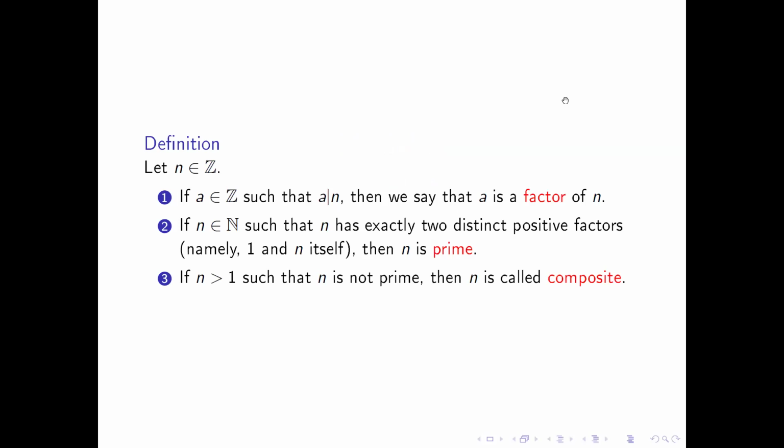So first off, let n be any integer. If a is an integer such that a divides n, then we call a a factor. If n is an integer in the natural numbers, so that's anything from 0 to infinity, and n has exactly two positive factors, namely 1 and itself, then n is prime. And if n is bigger than 1 such that n is not prime, then it's called composite. So it has to have exactly two distinct, different positive factors.